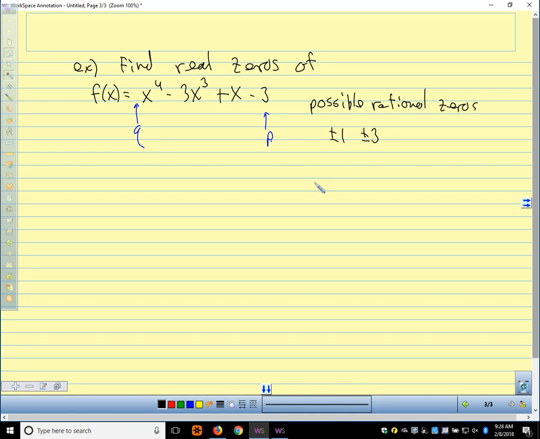All right, let's try out f of 1 and f of negative 1. See if those are zeros. F of 1 is 1 minus 3 plus 1 minus 3. Let me make sure I wrote that. Is that 0? Not equal to 0. That's all we care about. F of minus 1 is change the signs on the odd powers. So it's going to be 1 plus 3 minus 1 minus 3. Is that 0? Yes.